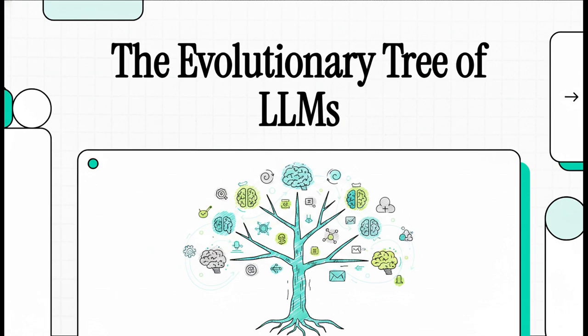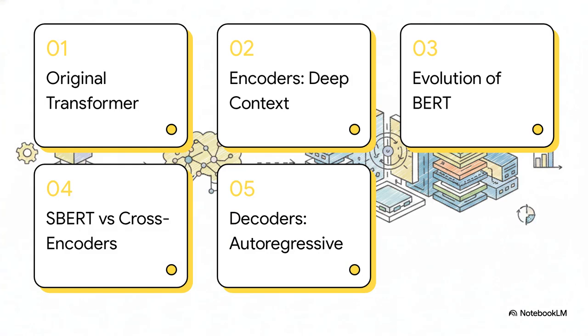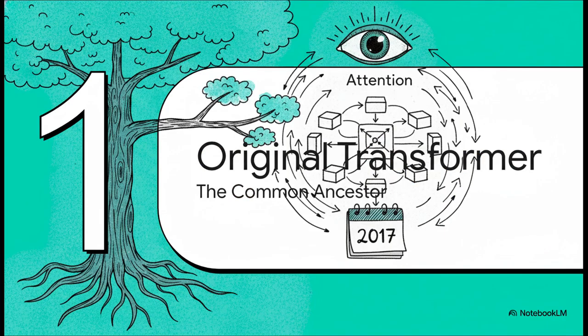Let's get into it. Here's our roadmap for today. First up, the original transformer. Then, encoders and deep bidirectional context. After that, the evolution of BERT. Then we'll hit SBERT versus cross-encoders. And finally, decoders and autoregressive text generation. All right, let's start with Section 1, the original transformer, the common ancestor.